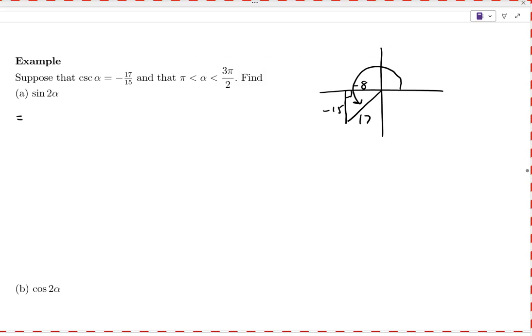Using our identity, how can you rewrite sine of 2 alpha? 2 sine x cosine. Yeah, so 2 sine alpha cosine alpha in this case, because I'm using alphas, but you're right, that's the right formula. Yep. Can we calculate sine of alpha now? Sine of alpha is good, negative 15 over 17, and cosine of alpha is good, negative 8 over 17.